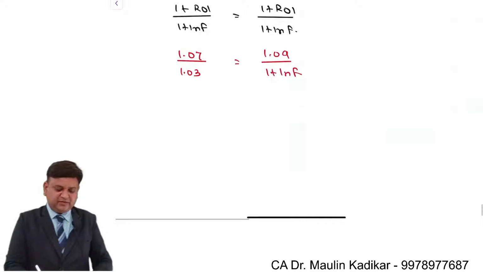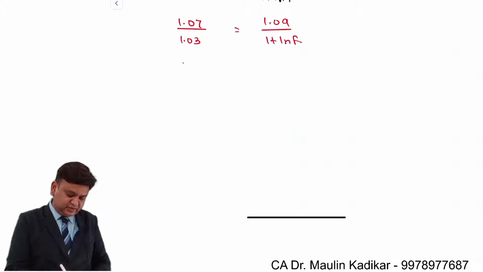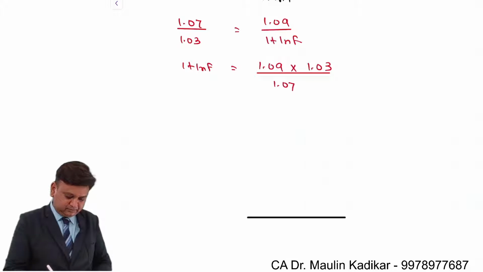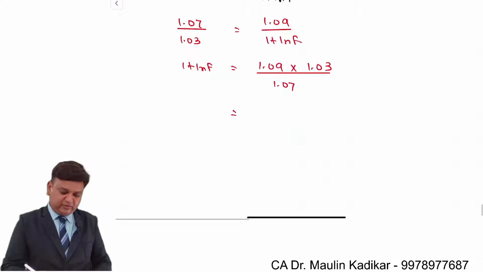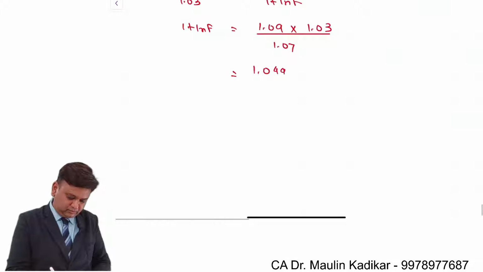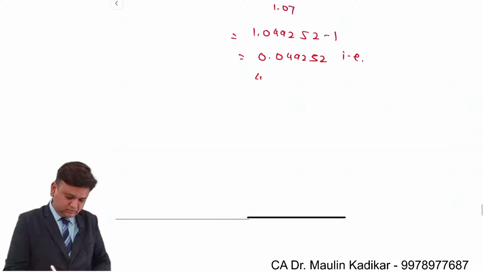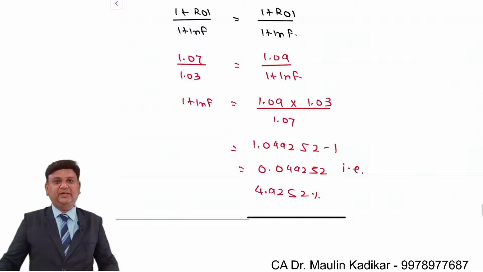Okay. So now the inflation rate for the rupee currency can be found as a balancing figure: 1.09 into 1.03 divided by 1.07. So it is 4.9252. This is the way we are required to find the inflation rate.